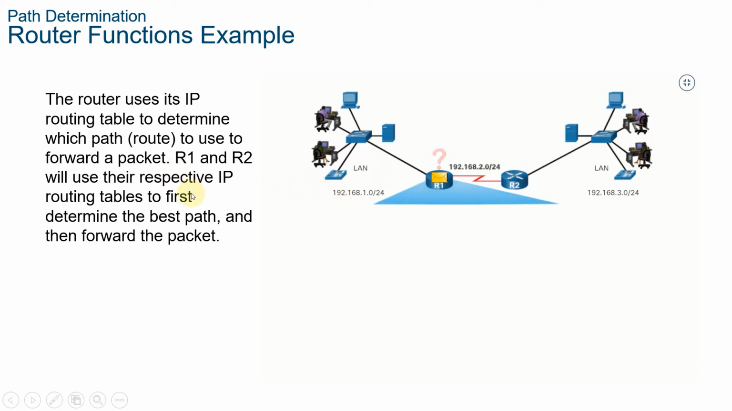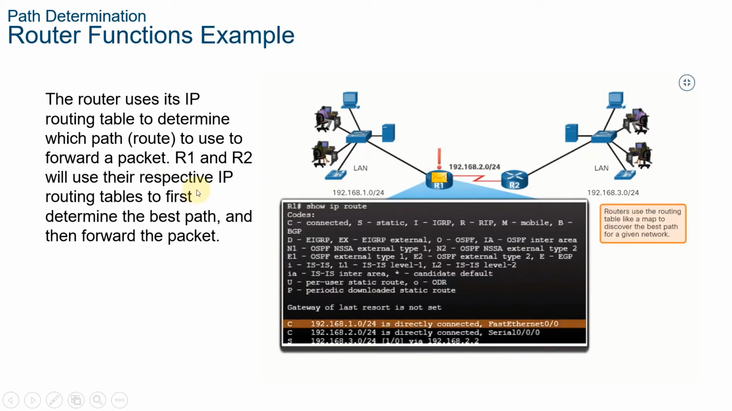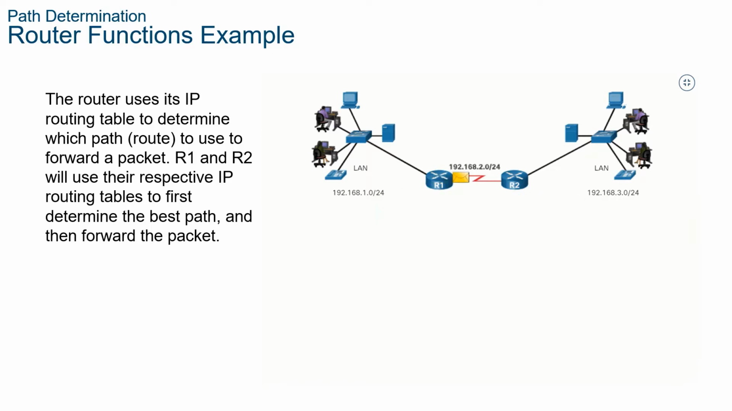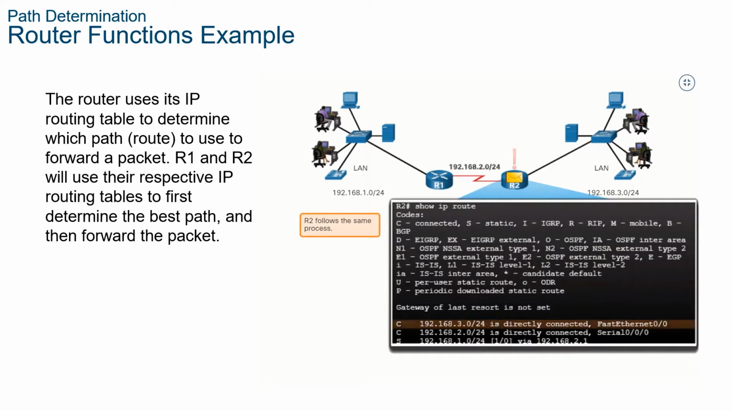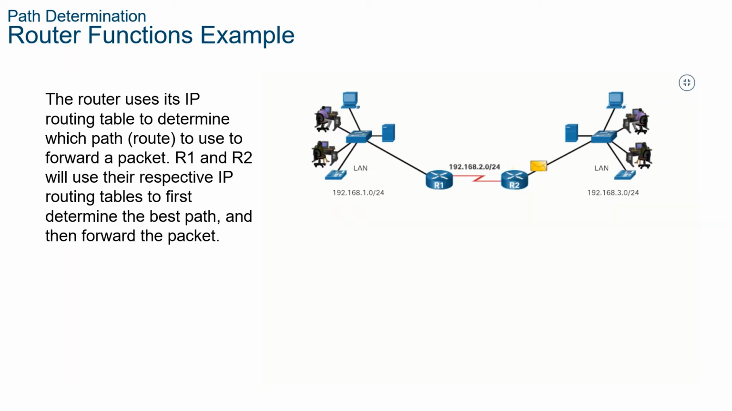A router always refers to its routing table to decide where to forward the packet. Now, if there is no entry for that packet, then the router will simply drop the packet, unless there are configurations, like the gateway of last resort, that define where to forward a packet not found in the routing table.